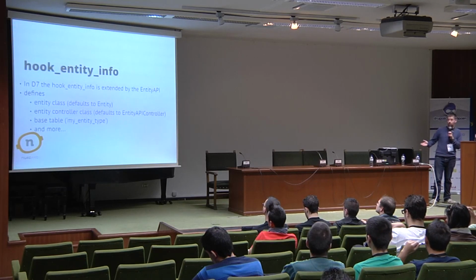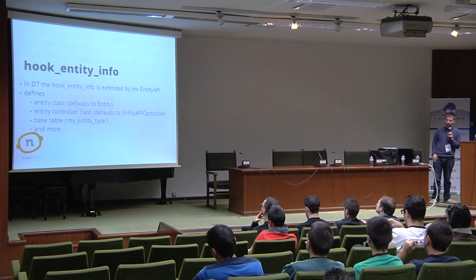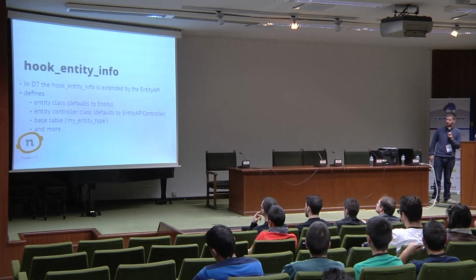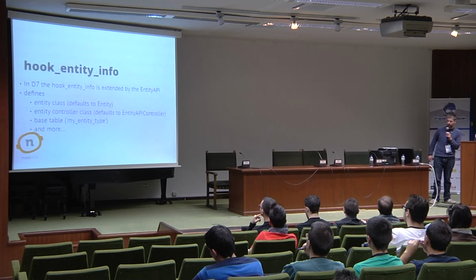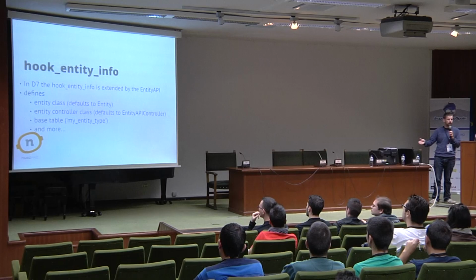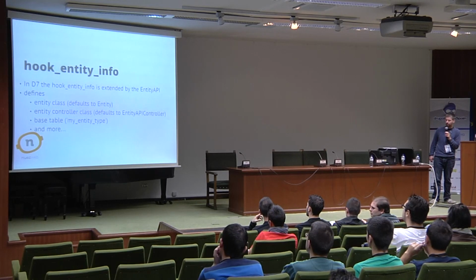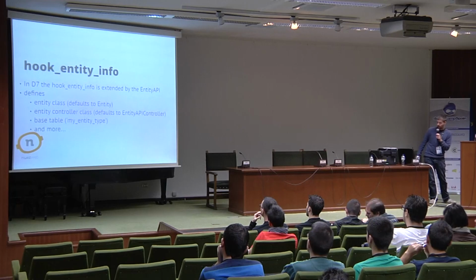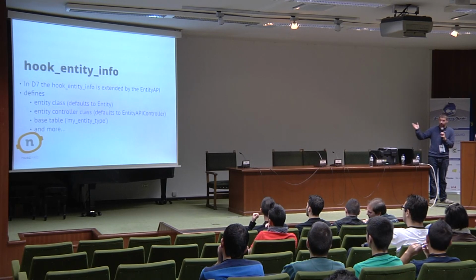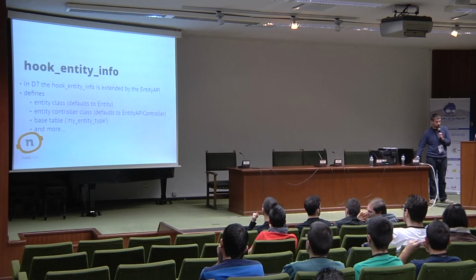The second big function is the hook entity info. If you install the entity API, it will use this hook, but it adds a few more options to it. And in this hook entity info, you can define the classes that you're going to work with. Defaults are, for the entity itself, just entity, and for the controller, to control creating, saving, updating entities, it's entity API controller. You define the base table, the table that we just created, and many more things, which I think is easier just to read on the Drupal website or the contributed entity API module, about this hook, where you see all the options.